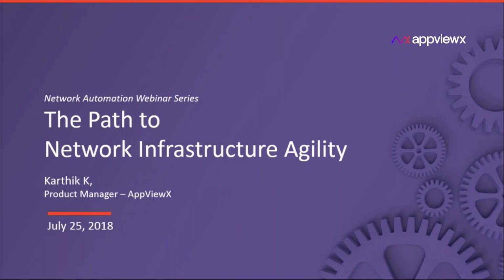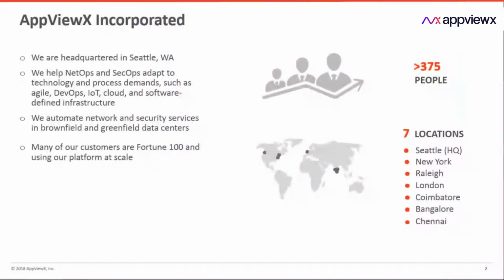This is one of the first of the many webinar series which is focused around network automation and orchestration. The first webinar series is focused towards part 2, network infrastructure agility. This is Karthik. I work as a product manager at AppViewX. I oversee the automation suite. It's one of the key topics that we're going to discuss as part of this webinar series.